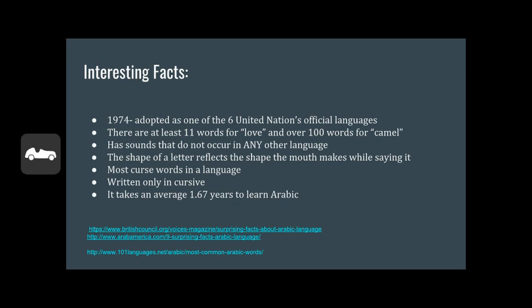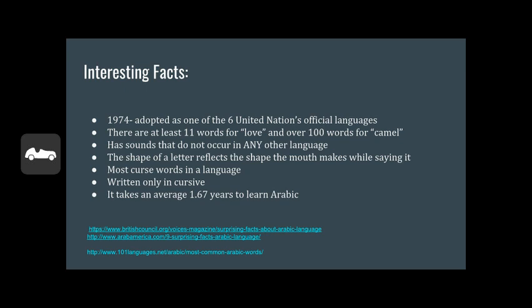Now, the shape of a letter in Arabic, the way it's formed written, reflects the shape your mouth makes while saying it. So, for example, the J sound has that curve because our mouth would kind of curve making that sound.